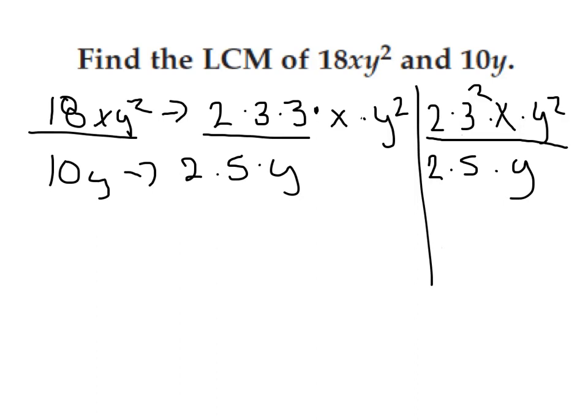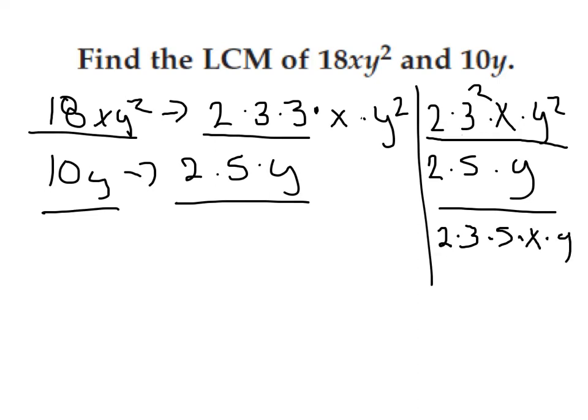I did the same for 10y. I found the prime factorization. I didn't need to use exponents because there's only 1 2, 1 5, and 1 y. Now I'm going to list all the primes. I have 2 times 3 times 5 times x times y. Now, when I compare the 2s, I notice that both of them are 2 to the first power, so I'm going to keep it as 2 to the first power.